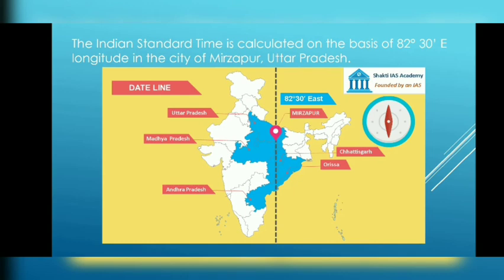The Indian Standard Time is calculated on the basis of the 82 degrees 30 minutes east longitude in the city of Mirzapur, Uttar Pradesh. The longitude on which the Indian Standard Time is based passes through Uttar Pradesh, Madhya Pradesh, Chhattisgarh, Orissa and Andhra Pradesh.